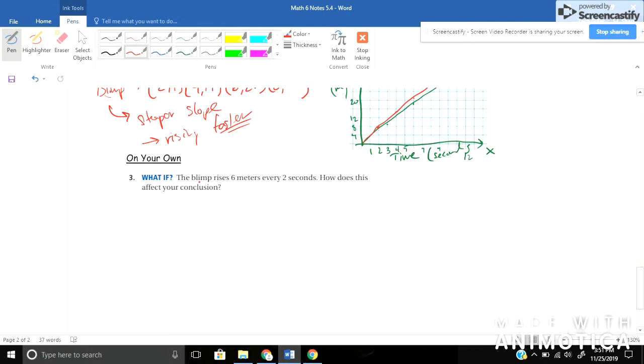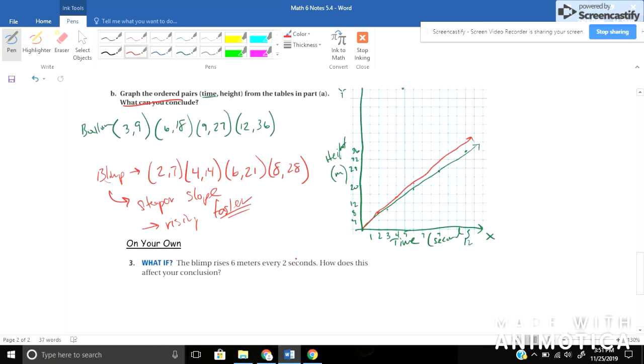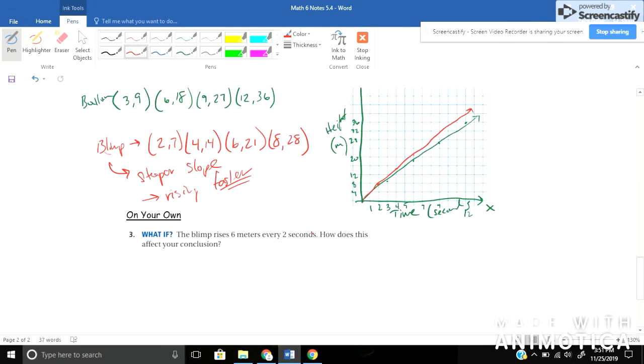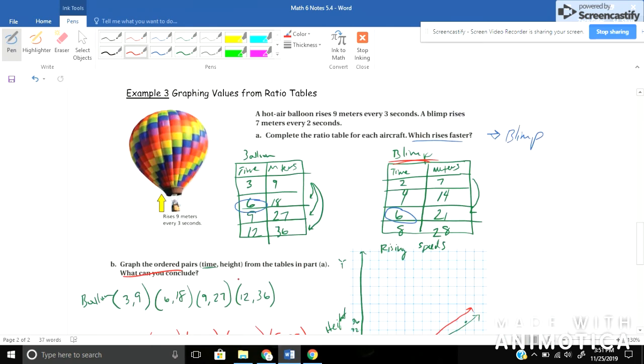Right, it says the blimp rises 6 meters for every 2 seconds. How does this affect your conclusion? All right, so now for every 2 seconds, it's gone 6 meters. Okay, how does that compare? Well, if we got this to 6 seconds again by multiplying by 3, multiply this by 3, it would be 18 meters. What do you notice about these two?